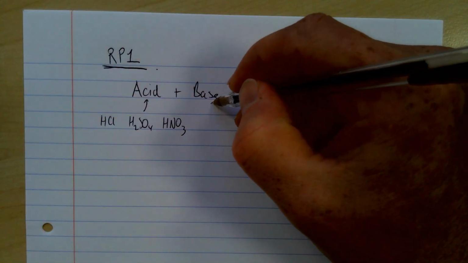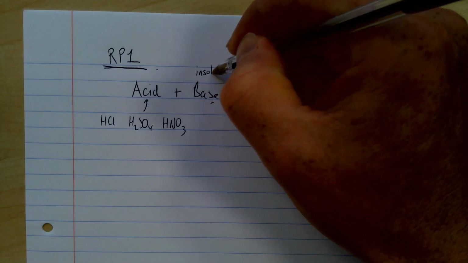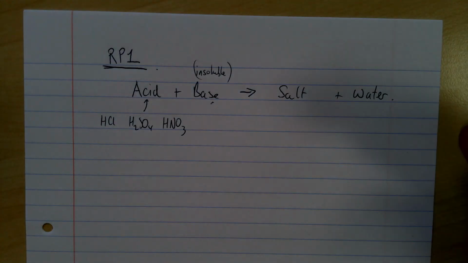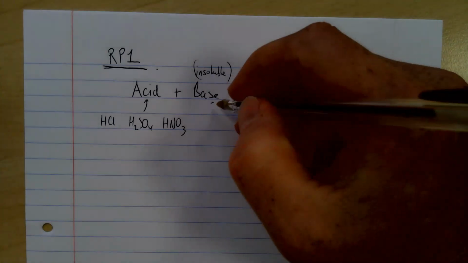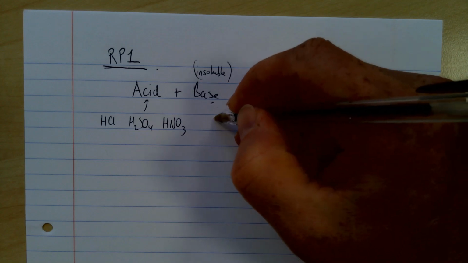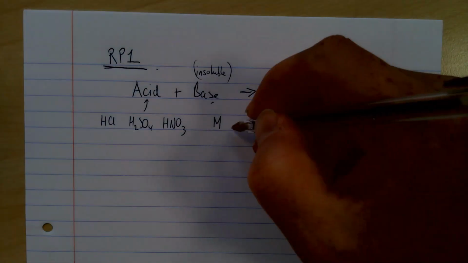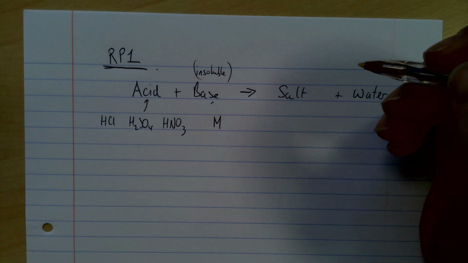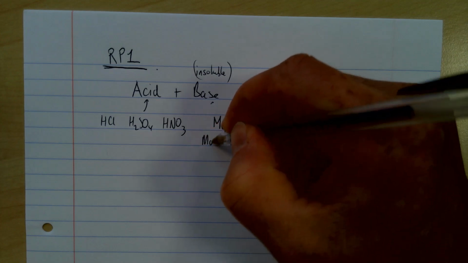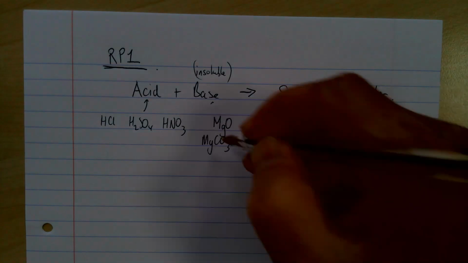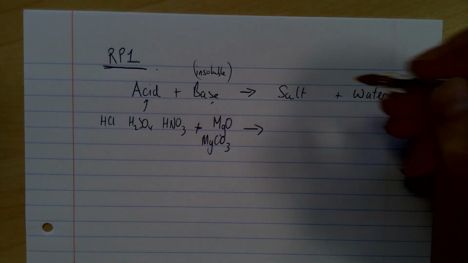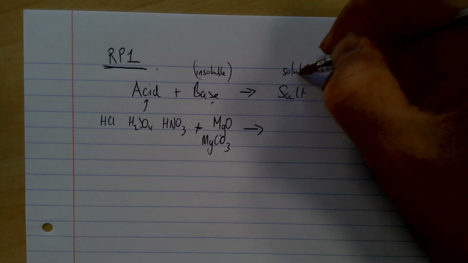The base is an insoluble base when we do this experiment, and therefore it's going to be something that neutralizes the acid, which is the definition of a base, and it's insoluble, which means it's going to be a metal oxide or a metal carbonate. If I write M, I mean metal, but it could be magnesium or zinc or calcium or copper or whatever. I'm going to use magnesium oxide, or it could be magnesium carbonate. So it could be any carbonate or any oxide. So acid plus base.